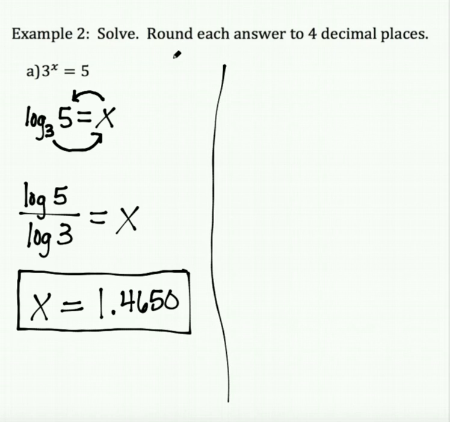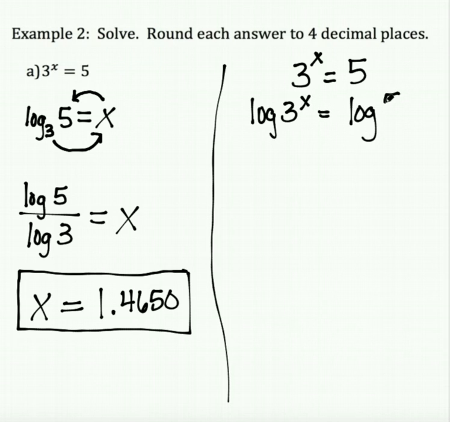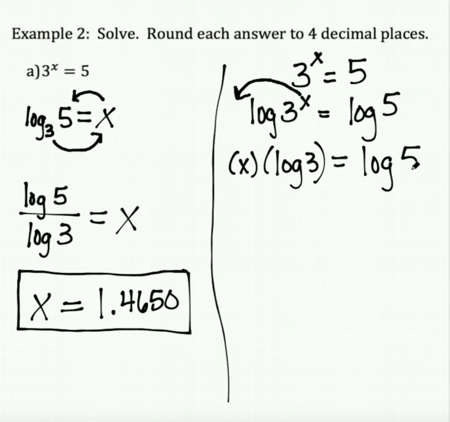Let's look at it another way. If I have 3 to the x equals 5, what I can do is take the log of both sides. So I'm going to write it as log of 3 to the x equals log of 5. Now that allows me to use the power rule and pull this power of x out in front. So that's going to leave me with x times log of 3 equals log of 5.